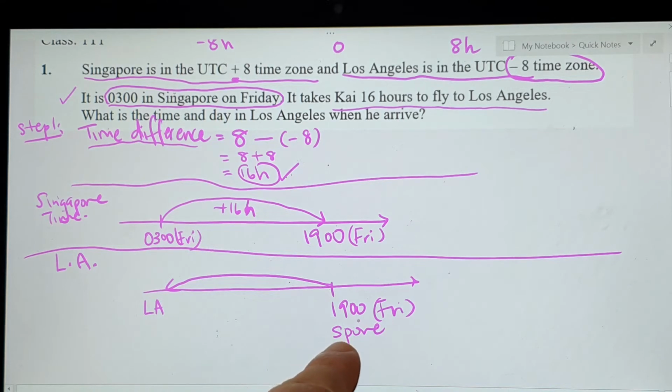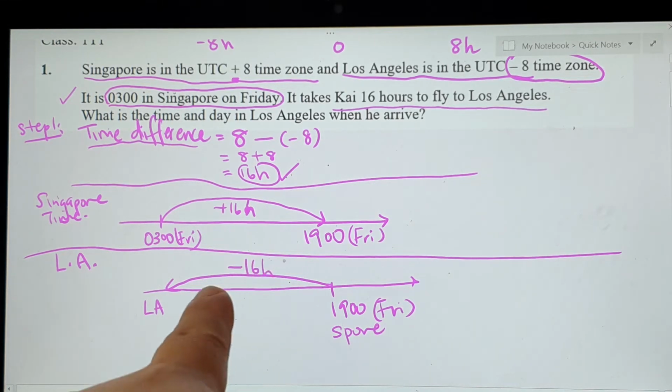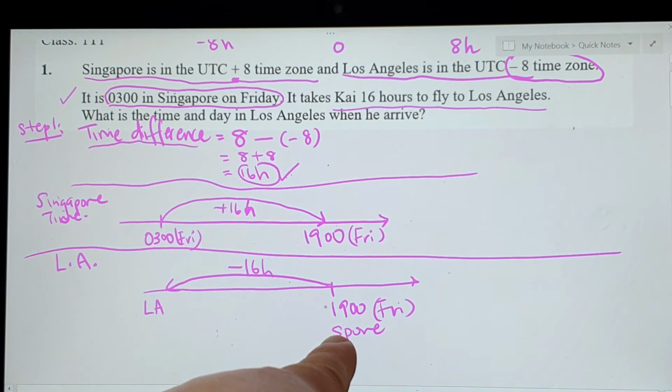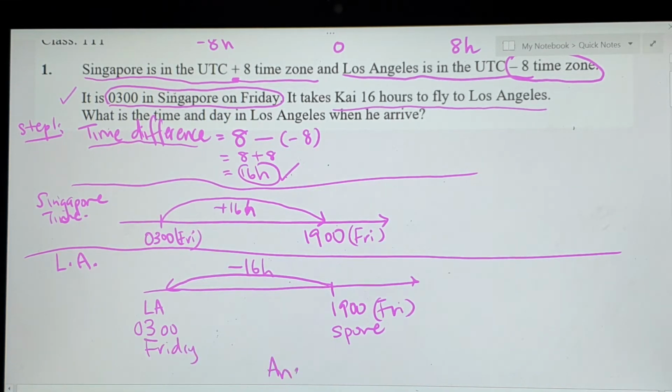So if it is 1900 hours in Singapore, you have to go and minus 16 hours, because the time difference is 16, right? So it will be 300 hours, still on Friday. So this is the answer. 3 o'clock on Friday in Los Angeles. Okay, so that's how you do this question.